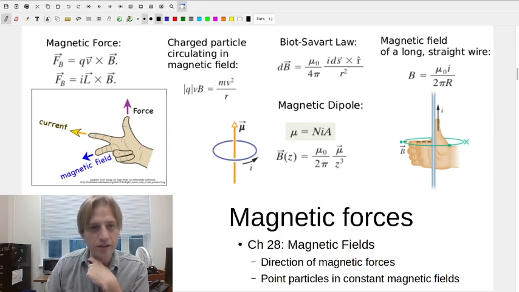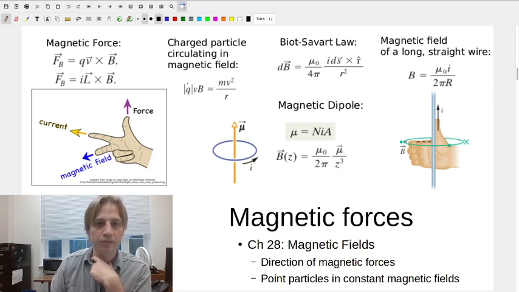But in any case, this force is perpendicular, so it's not causing the particles to accelerate, it's causing their direction to change. And so that led us to charged particles going around in a circle, in the case where the magnetic field and the direction of the velocity are perpendicular to one another. If they're not, you get a helix, and only the part of the velocity that's perpendicular to the magnetic field will be changed.